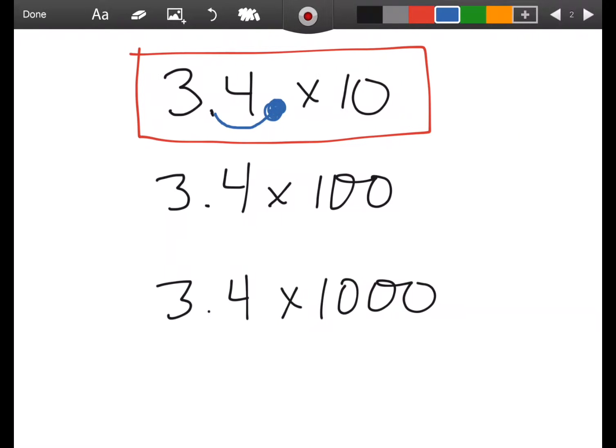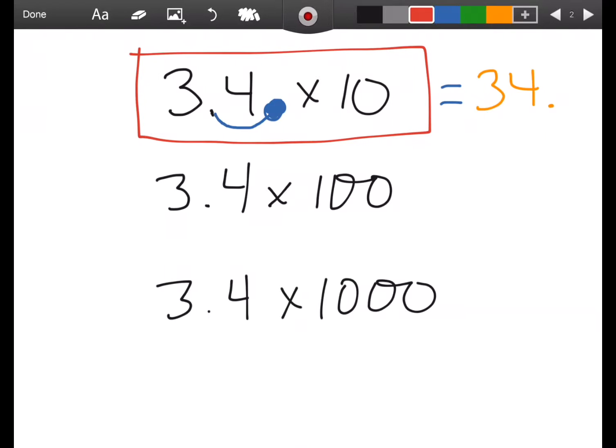So notice we've moved it from where it was between the 3 and the 4. Now we've moved it over one place. The reason that we can do that is because every place value is 10 times bigger than the place value before it. So if we move that decimal over once, we've basically just multiplied by 10. So 3 and 4 tenths times 10 would give us 34. And you could put that decimal at the end or not. Either way would be fine.